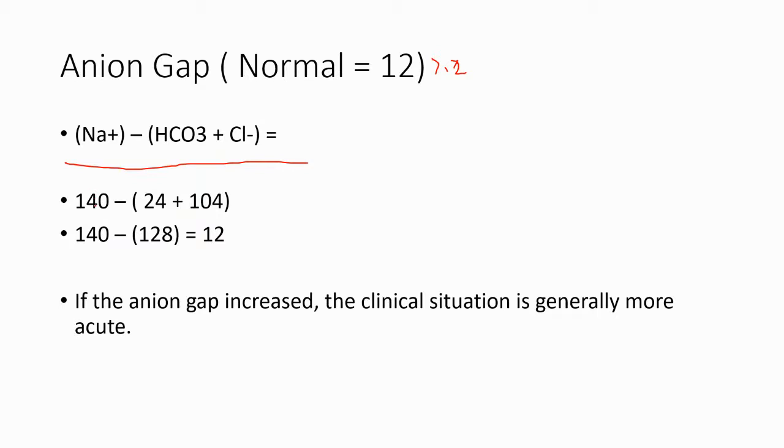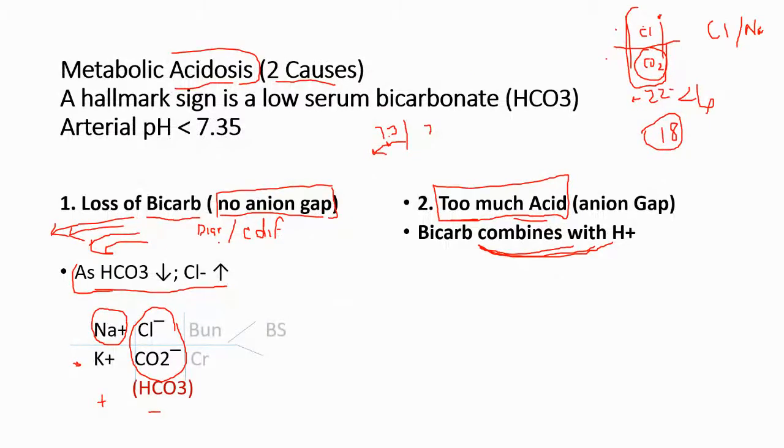When we do this math, we take the sodium and subtract these anions from it: 140 minus 128, since 24 plus 104 is 128, we get 12. There's no gap here. If it's 12 or less, there is no anion gap. So if somebody's in a metabolic acidosis and we do this formula and their anion gap comes out 12 or less, they are in a non-anion gap metabolic acidosis. And as the bicarb comes down, we'll see the chloride go up, because chloride takes the place of it.